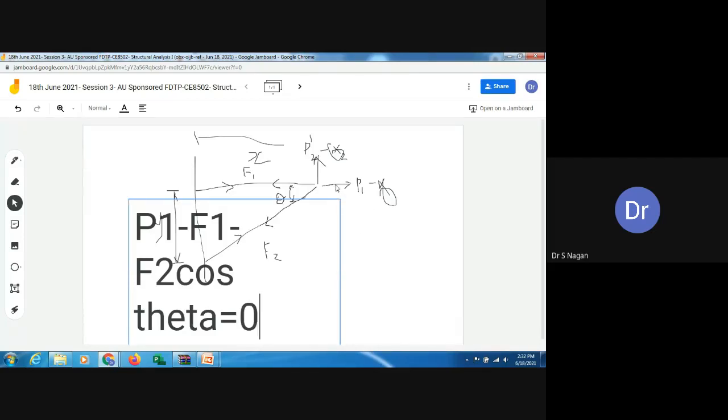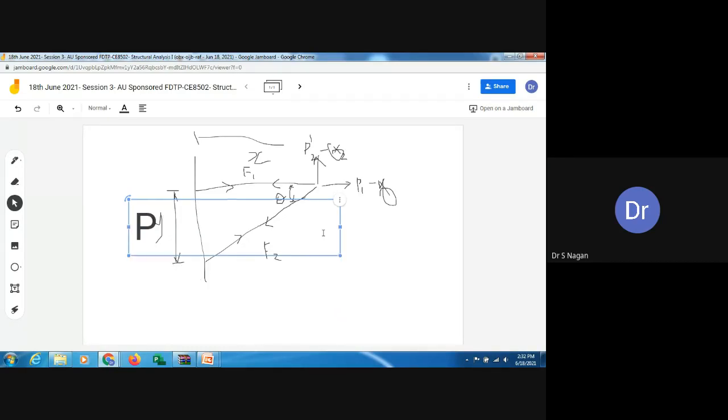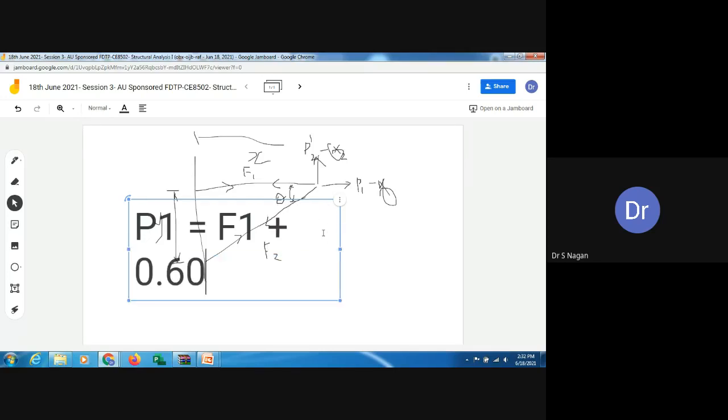Do you understand? P1 is moving towards right, so right is positive, therefore plus. Then F1 is moving towards left, so minus F1. Then we have an inclined force, F2. This F2 can be resolved horizontally. We'll be getting F2 cos theta, and it will move towards left, so minus F2 cos theta equal to 0. Therefore, P1 equal to F1 plus F2 cos theta. If you know the theta value, you'll be getting P1 equal to F1 plus 0.6 F2. Likewise, you'll be getting the relationship between P1 and F1, F2.